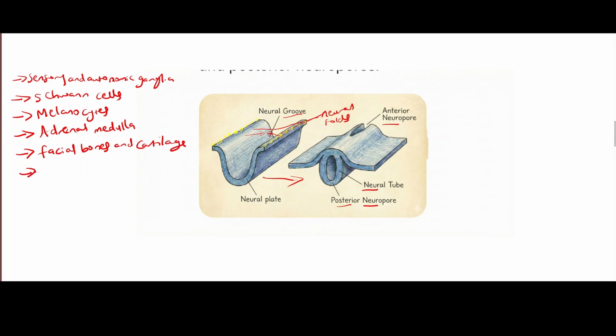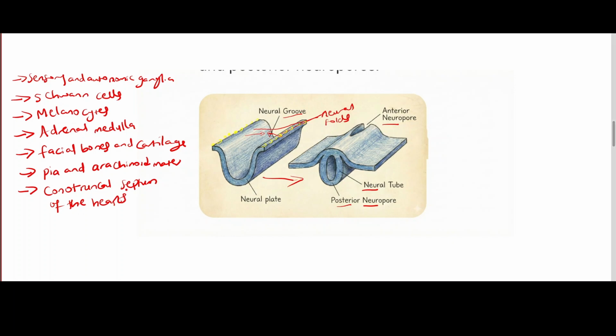So we also have the pia matter and arachnoid matter. So we also have the conotruncal septum of the heart. So these are the derivatives of the neural crest cells. Okay.